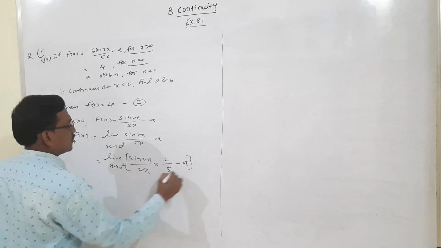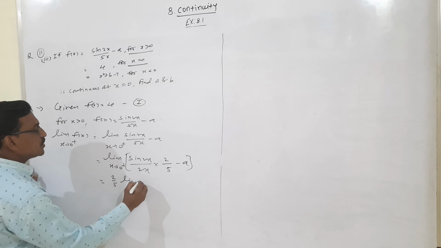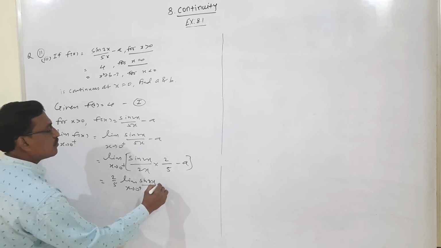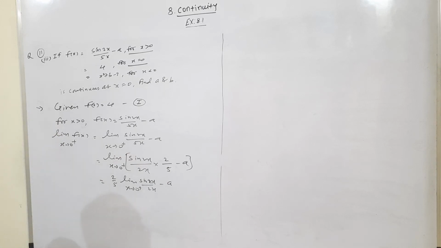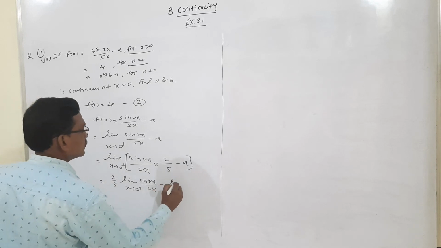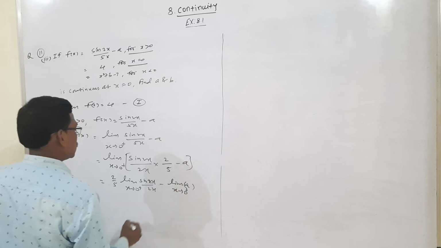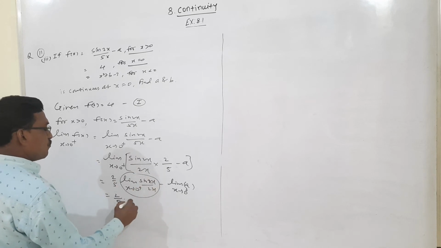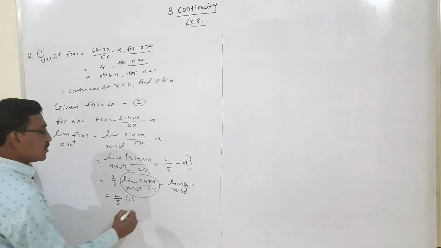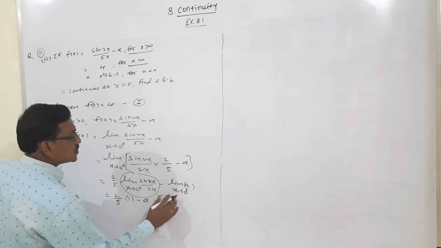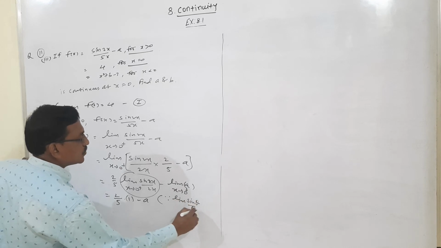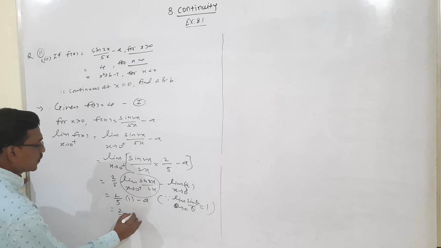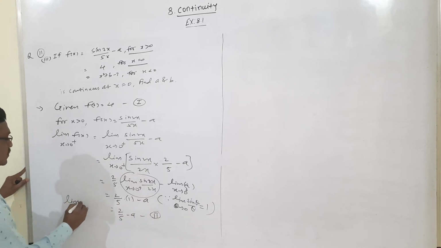Now apply the limit. So 2 by 5 is a constant before the limit. The limit of sin 2x upon 2x as x tends to 0 plus, and the limit of a constant is constant. So we use 2 by 5 into the value of this limit, which is 1, because the limit of sin theta upon theta as theta tends to 0 gives 1, minus a. So it is 2 by 5 minus a, call equation number 2nd. This is the right hand side limit of the given function.